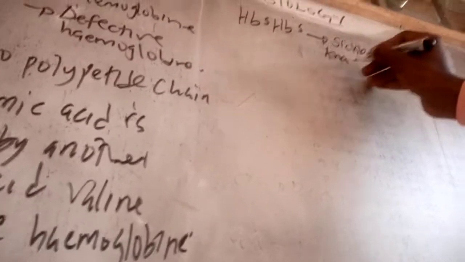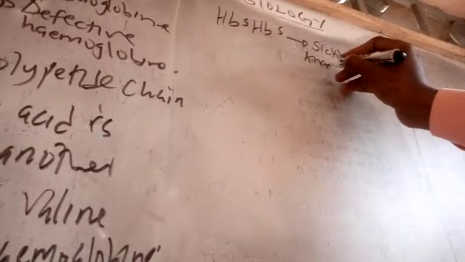The defective hemoglobin occurs in homozygous condition, for example an individual having HbS and HbS is referred to as suffering from sickle cell anemia, and will have this condition and anemia.